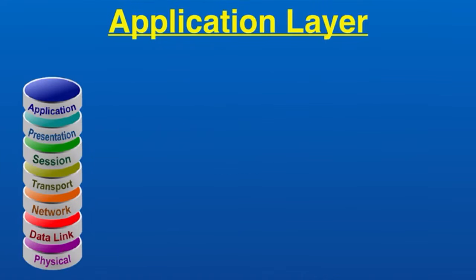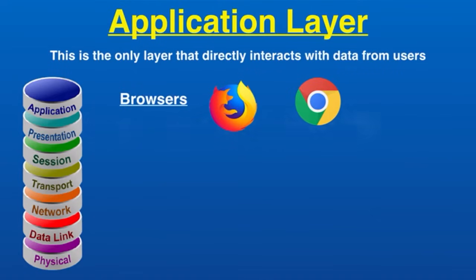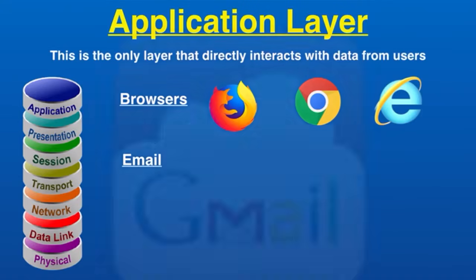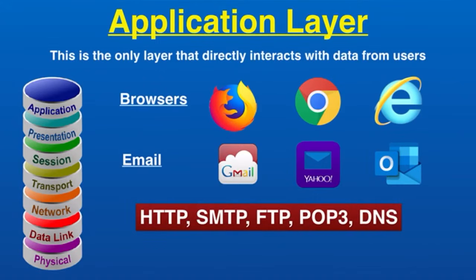Application layer. It's the 7th layer of the OSI model. This is the only layer that directly interacts with data from users. Software applications like web browsers and email clients rely on this layer to start communications. Keep in mind, client software applications are not part of the application layer. The application layer is responsible for protocols and data manipulation that software relies on to present meaningful data to users. Application layer protocols include HTTP, SMTP, FTP, POP3 and DNS, etc.